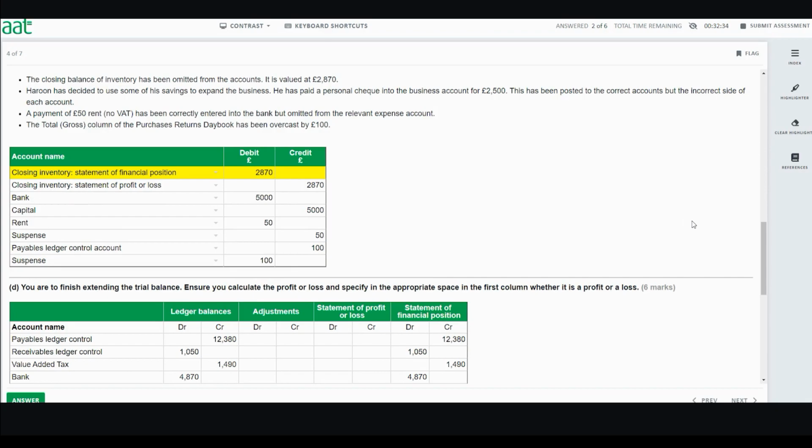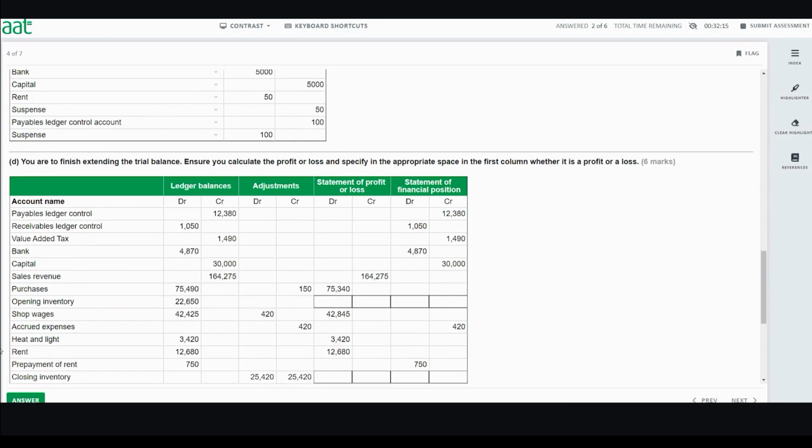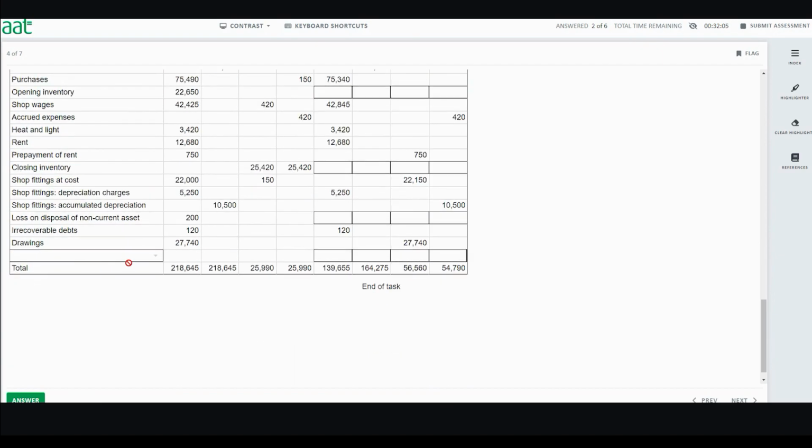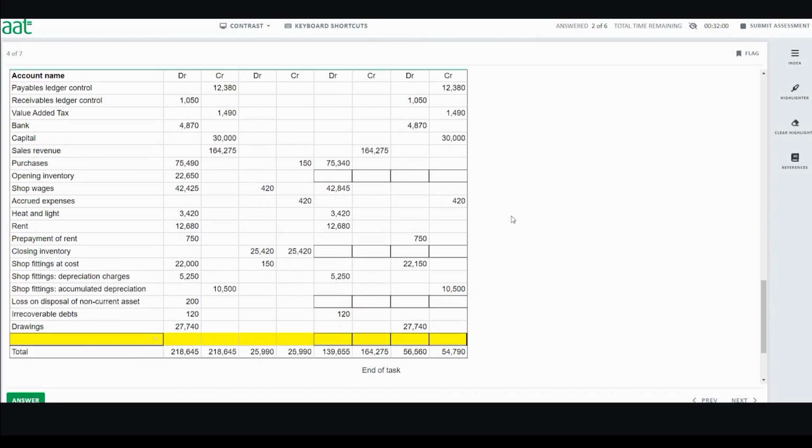Alright, the final task, is it on this one? Yeah, the final task is the extended trial balance. Okay, so basically what it's saying is ensure you calculate the P&L, profit or loss, and specify the appropriate squares in the first column, whether it's a profit or a loss. So basically what it's doing is it's asking you to enter these transactions, okay? And then you're going to decide whether it's a profit or loss and what the figure is going to be.